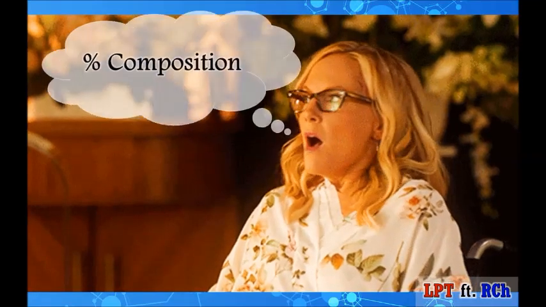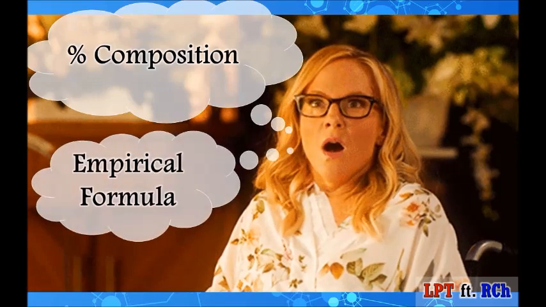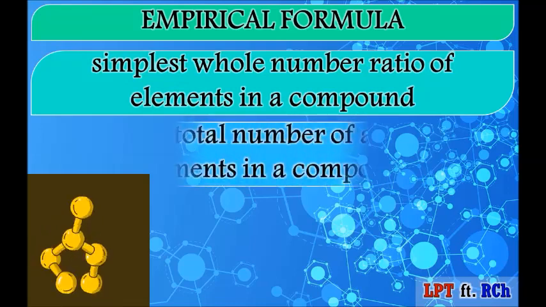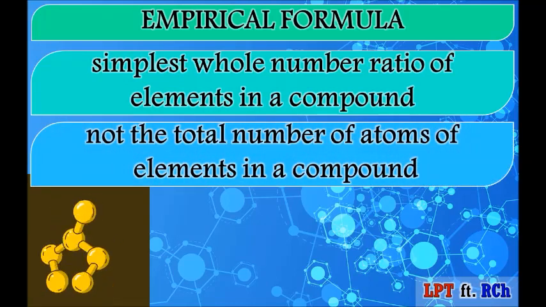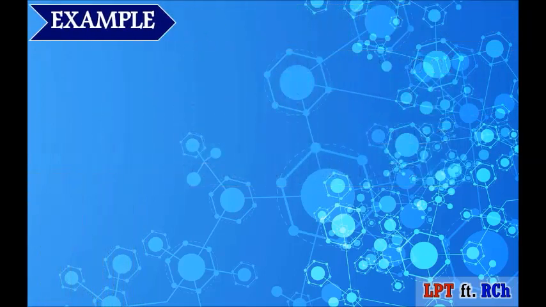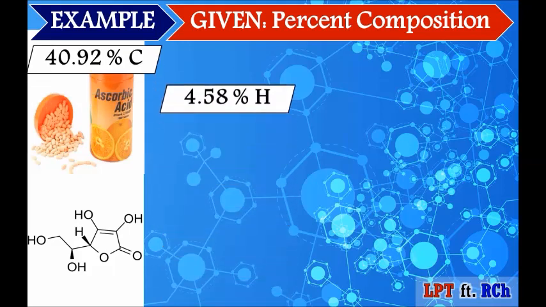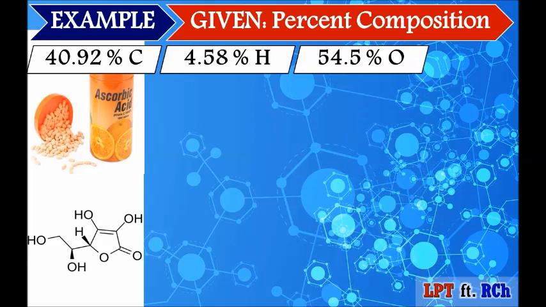If we know the percent composition of a compound, the empirical formula can be obtained. It is the simplest whole number ratio of elements in a certain compound. It is not the total number of atoms of an element in a compound, it just shows the ratio. Here's an example. Ascorbic acid or vitamin C cures scurvy. It consists of 40.92% carbon, 4.58% hydrogen, and 54.5% oxygen by mass. What is its empirical formula?